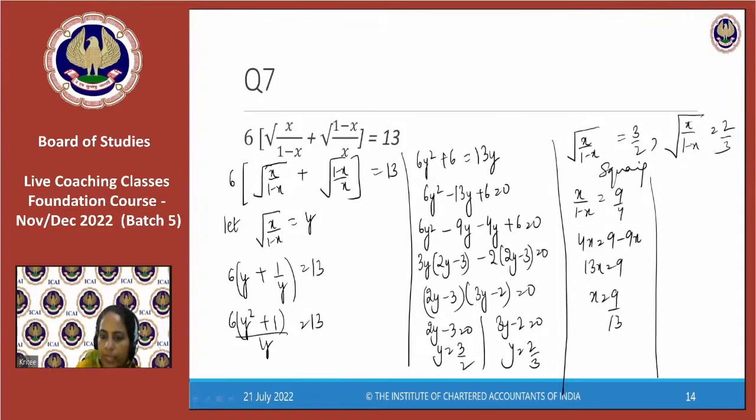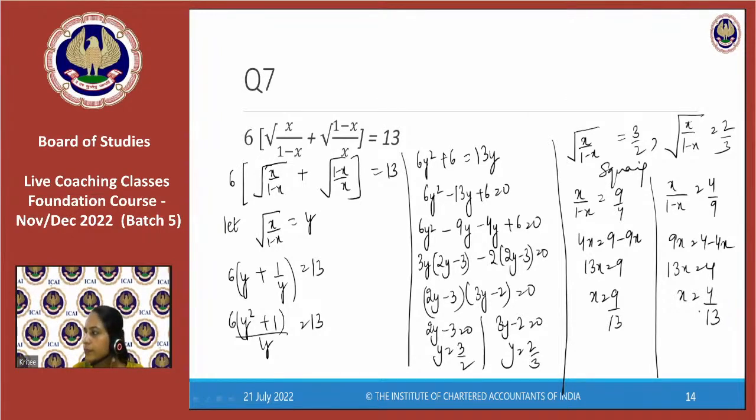Again, squaring: x upon 1 minus x is equal to 4 by 9. Cross multiply. 9x is equal to 4 minus 4x. 13x is equal to 4. x is equal to 4 by 13. Any problem?